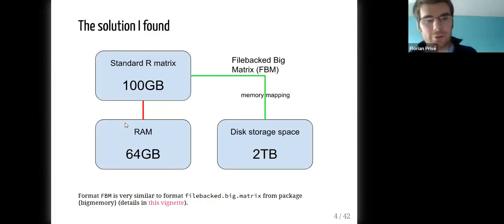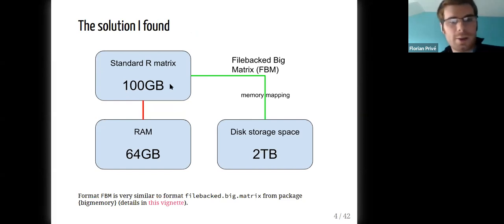So the solution I found for that: for example, if you have an R matrix that is 100 gigabytes and a computer with only 64 gigabytes of RAM, then you can't really have that in memory. So what you can do is store this data on disk. So you have a binary file on disk, and you access it using memory mapping.